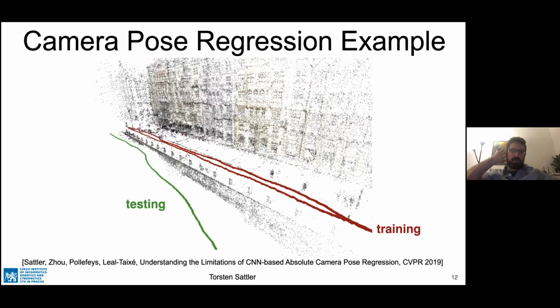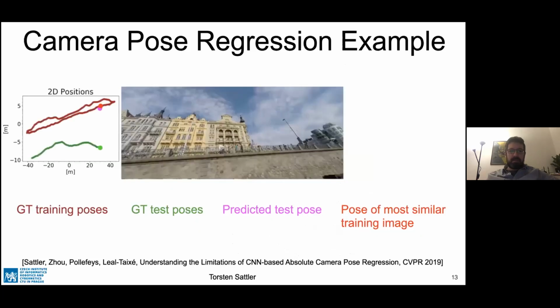So here is a counterexample where you can get pose regressors to fail. This is a street close to the dancing house in Prague. And we took a set of training images looking at these facades on one level, and then there's a ramp going up from the river where we took testing images.